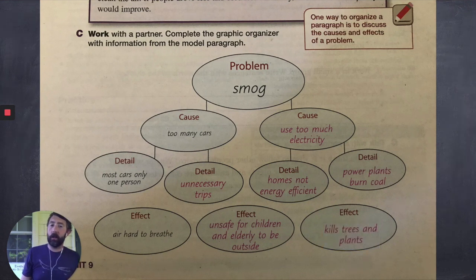What's our other effect? The smog can kill trees and plants, right? So, the way our paragraph is ordered, you can see it in the way that it is organized here. It starts at the top with what is our problem? Smog. Then it has our two causes. It gives you the first cause and then a couple of details. And the second cause and two more details. And then across the bottom, it gives us our effects of smog. Okay?